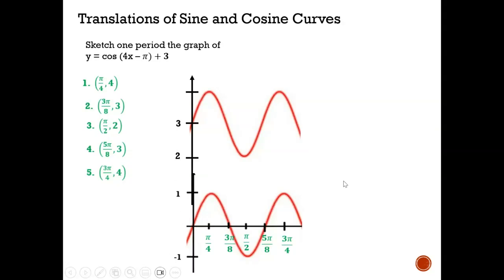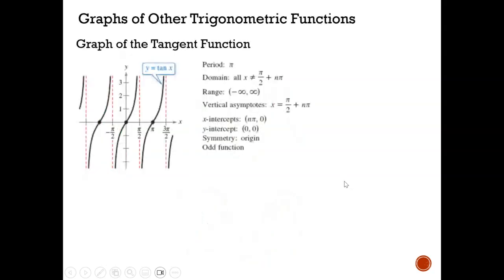Okay, there's my amplitude. Went up 3. That's other than 4. Okay, now guys, we're done with section 4.5. What we did, guys, we graphed the sine and cosine. Now we're going to graph tangent and cotangent.